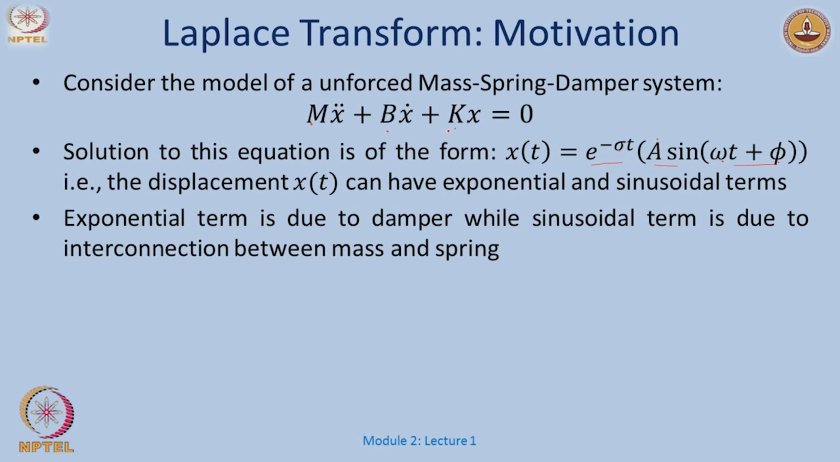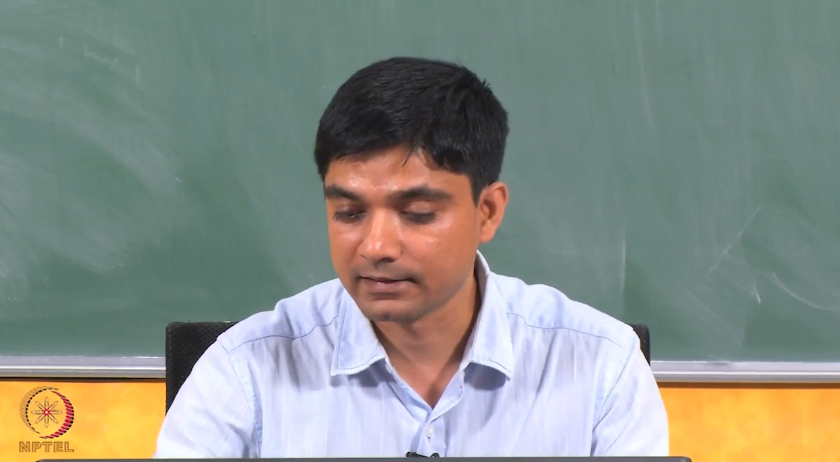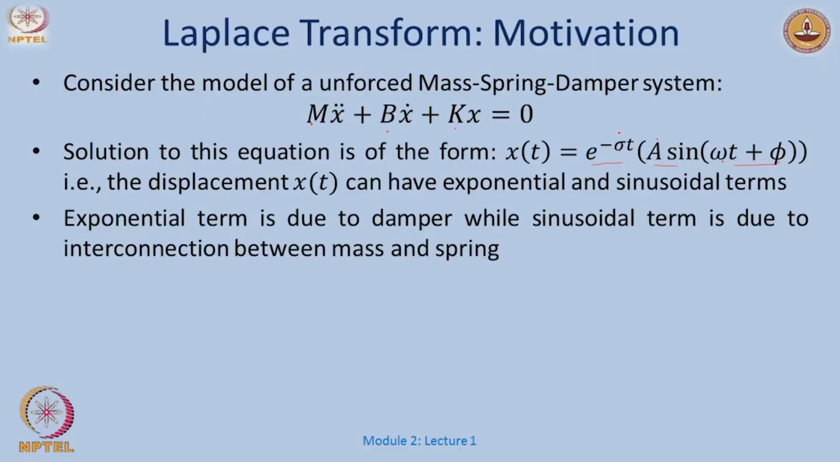Okay. So, we are at the moment not interested in what exactly the sigma, a, omega or phi are, we are just interested in the form of the solution, and the form of the solution has an exponent term which is possibly decaying, in this case it is decaying, and then a sinusoidal term, right. So, the solution to the equation has an exponential term and a sinusoidal term. The exponential term is usually because of the damping term here. Okay.